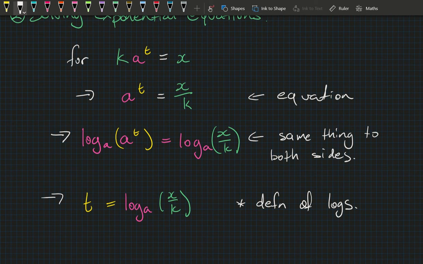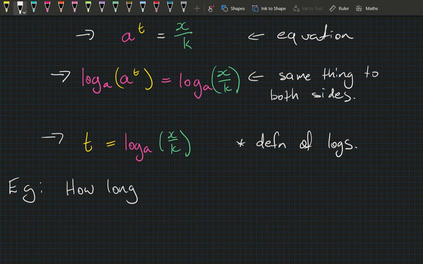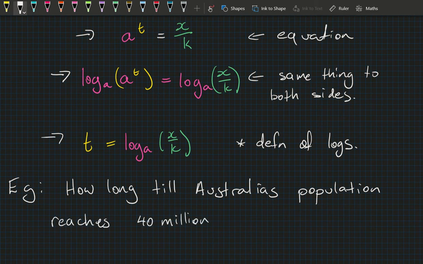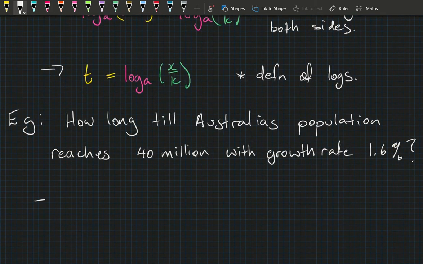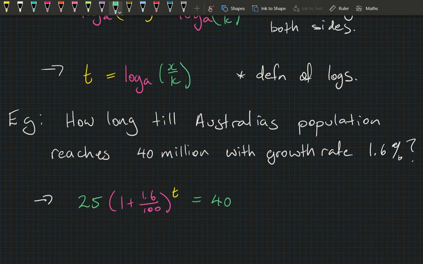One example I used in that block was when I asked how long it's going to take for Australia's population to reach 40 million with our current growth rate of 1.6%. If you remember, we had to use a trial and error method. But assuming that our current population is 25 million, that means that we're going to have 25 times 1 plus 1.6 over 100 raised to the t equals 40. So that's 25 million times the 1 plus the growth rate equaling 40 million. And when I say times, we're obviously raising it by t for each time step.